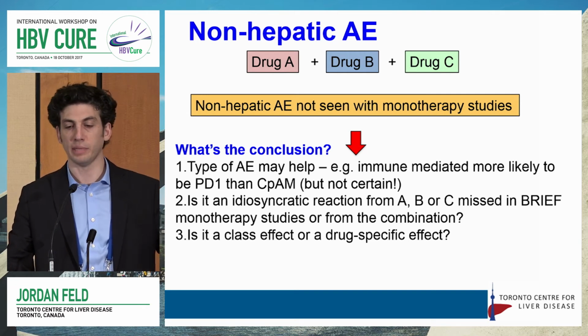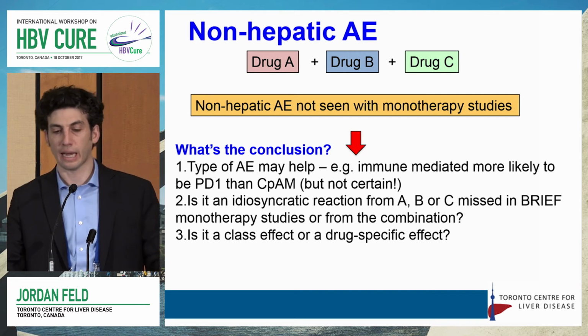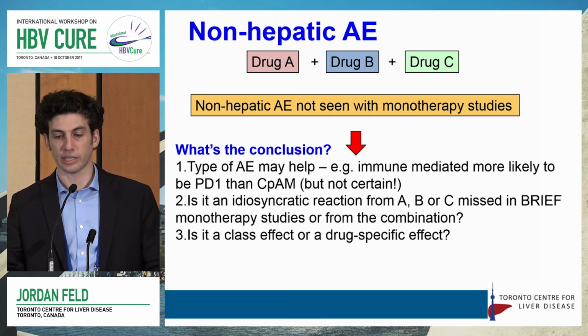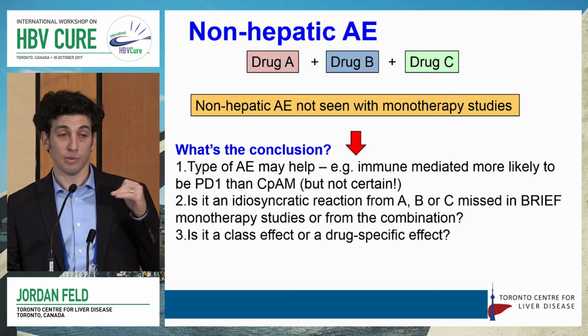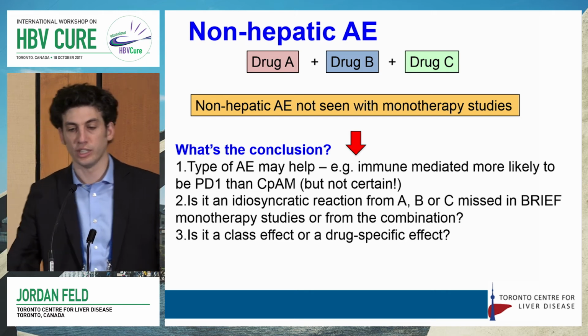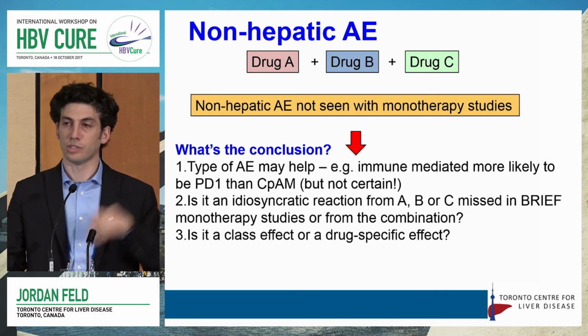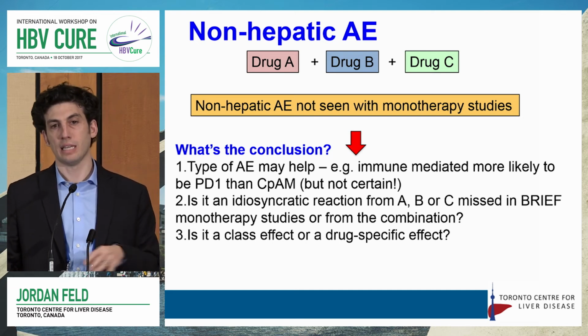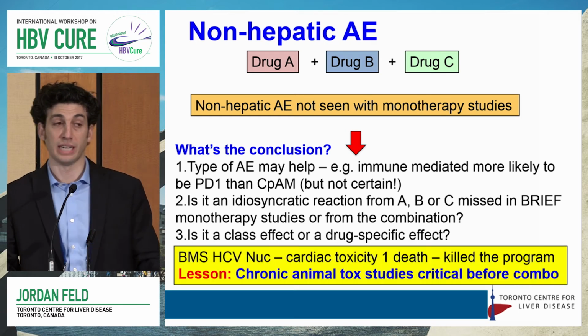That might be more likely to be a PD-1 blocker than a capsid assembly modulator. But even that isn't necessarily certain. You can get immune reactions to non-immune targeting drugs. But then what you're really trying to figure out is, is this an idiosyncratic reaction from A, B, or C that you didn't see in a small, relatively short duration monotherapy study, or is this a result of putting them all together? And that's not simple to pull apart. And then even more importantly, is this a class effect or is this a drug-specific effect?